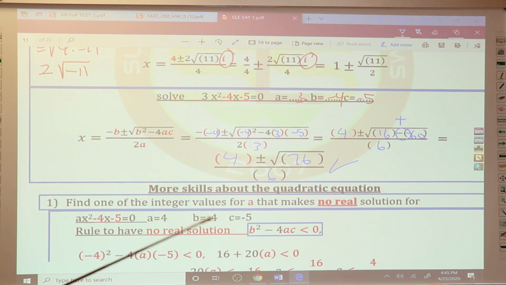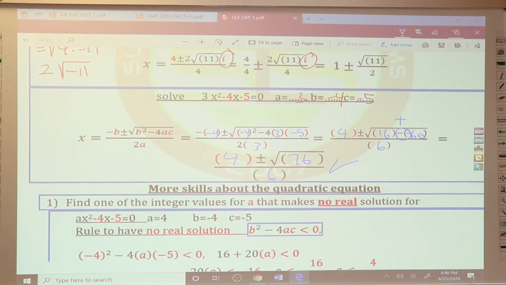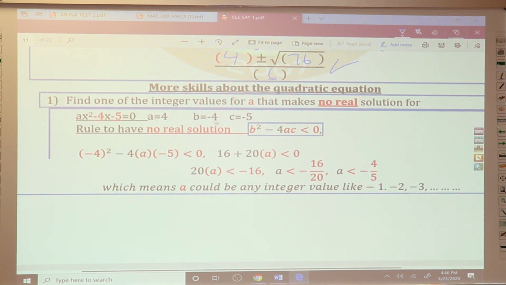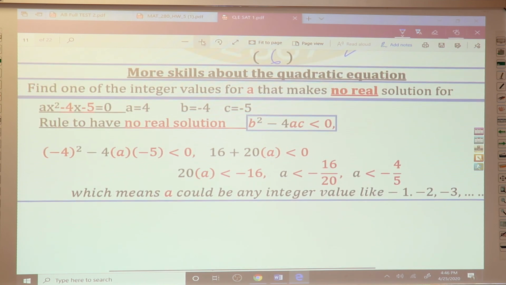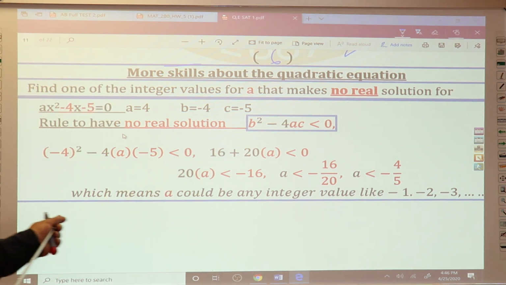Now, this is what I said. We good. Next time, guys, I will give you more skills about this, including how to find one of the integers. More skills about the quadratic equation. Wait for me next time to see how nice this is and how we use it in the quadratic equation.